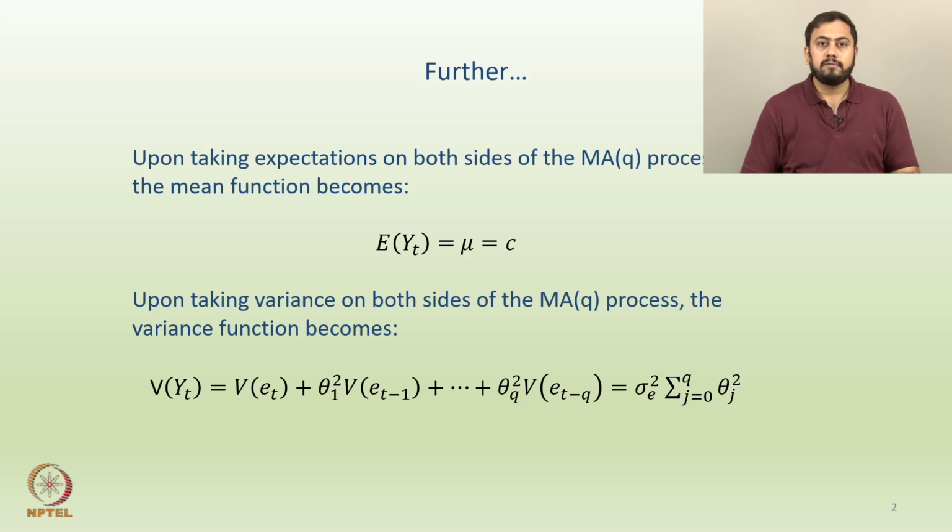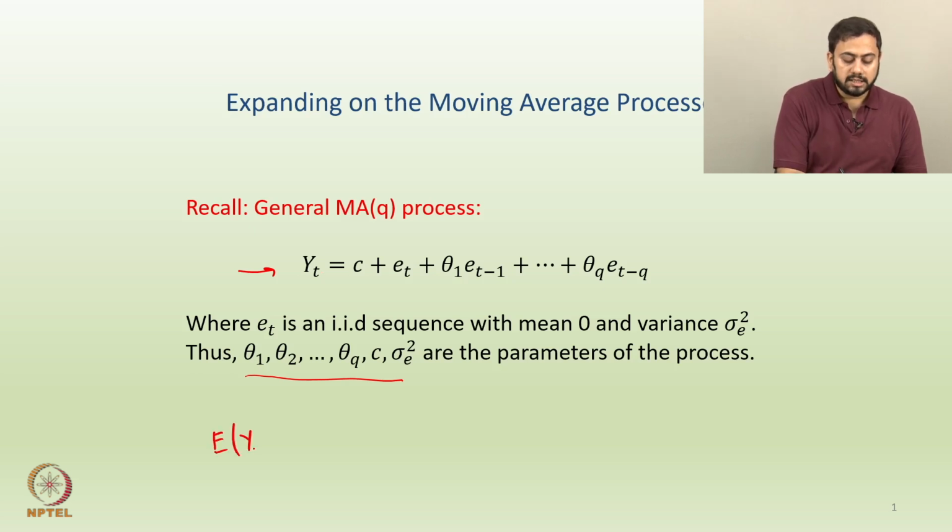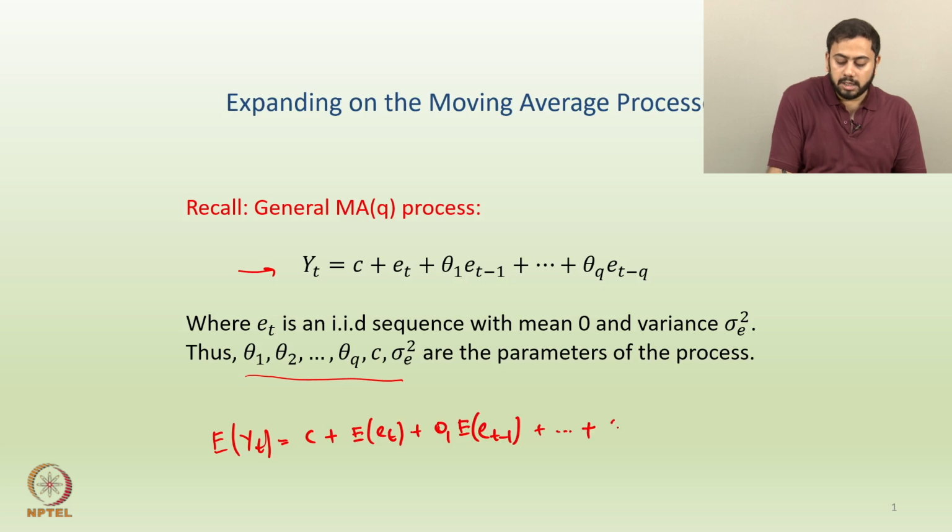Now we will do a similar thing as we did for the AR processes. Let us take expectations on both sides of the MA(q) process. So this is the MA(q) process. What happens if you take expectations on both sides? Expectation of Yt is C, a constant, plus the expected value of Et. All the thetas are constants, so you can bring them out: theta 1 into expectation of Et minus 1, and the last term is theta q times expectation of Et minus q.